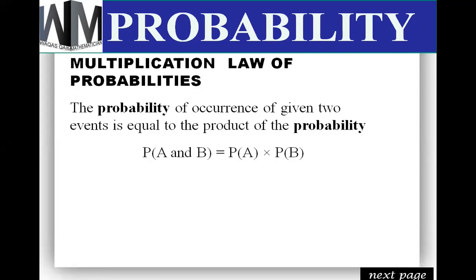For multiplication, the events should not be mutually exclusive. If they are mutually exclusive, then the multiplication could not be possible. Because for and, both events must happen. If I'm saying the probability of A and B, it means that A and B both must happen. If only A happened and B did not happen, then this would not be the probability of A and B.